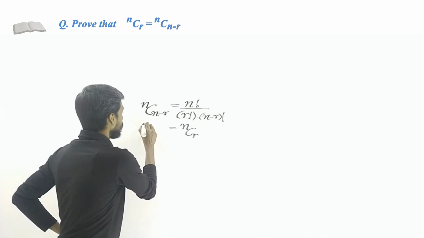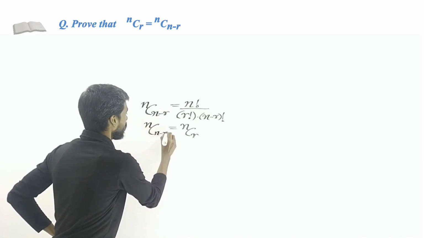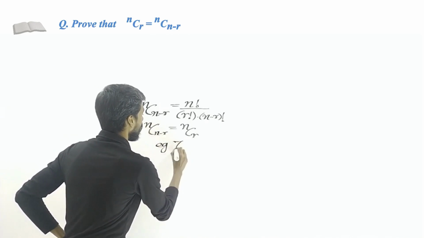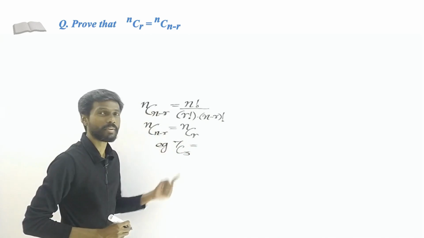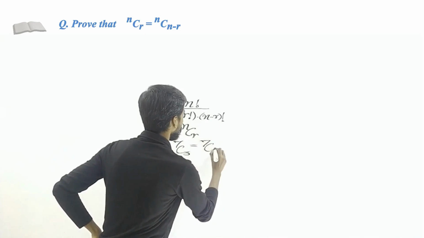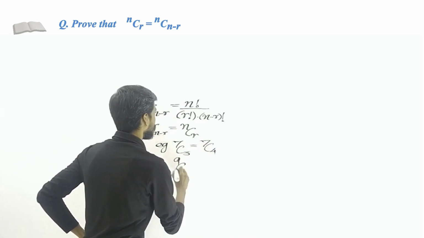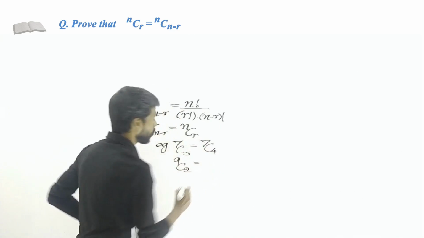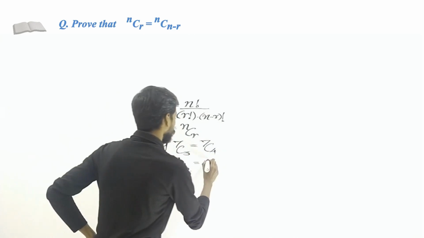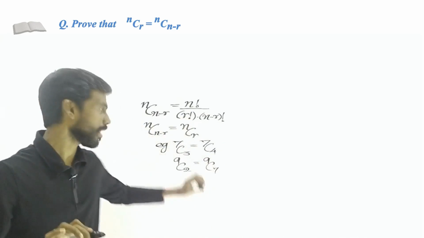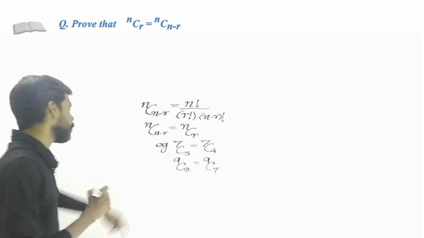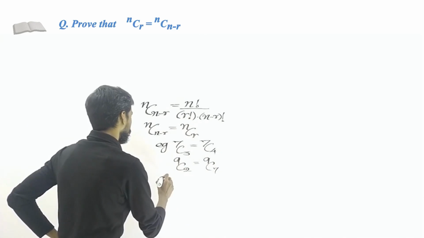Simply if you take some example, 7C3 is the same as 7C(7-3), that is 7C4. Or say 9C2 can also be written as 9C(9-2), that is 9C7. So 9C7 equals 9C2, etc. Right? So that's all. Now you can also write the result in a different way.